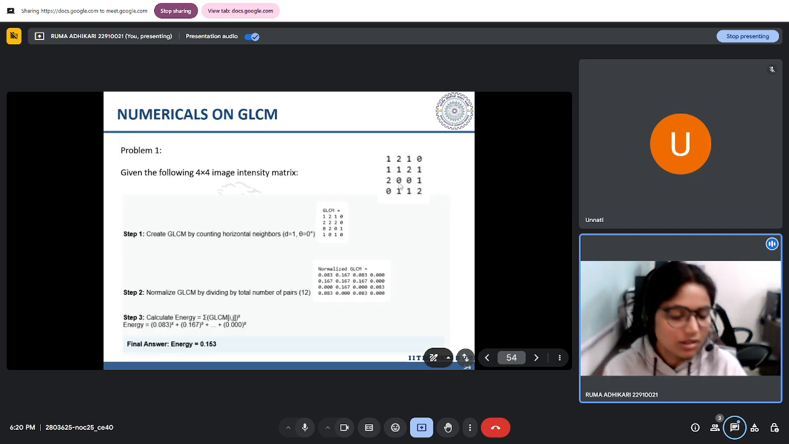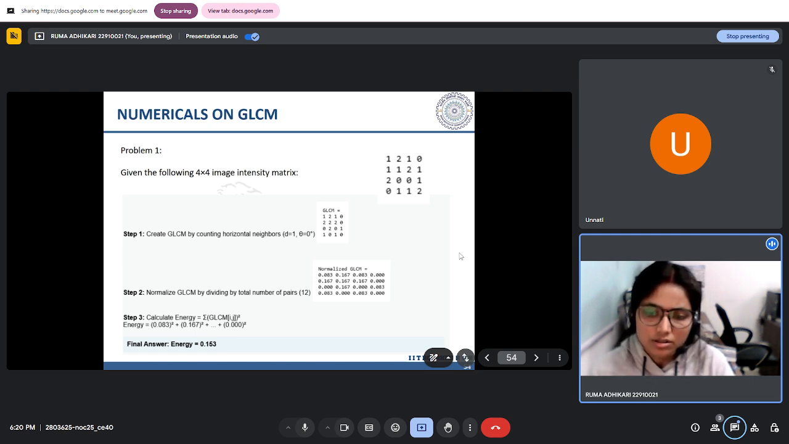So one numerical we'll see. Today we can calculate in Python, in software, in MATLAB, in 1 or 2 clicks, but the numerical is also very easy to do. So the matrix is given. The matrix, you can say, represents one image of a 4 cross 4 matrix.